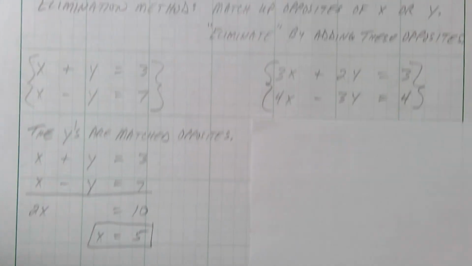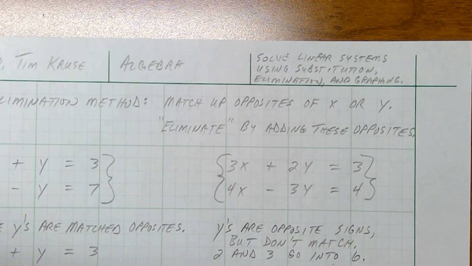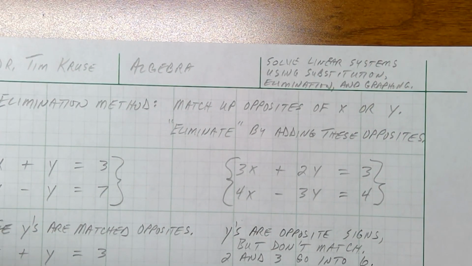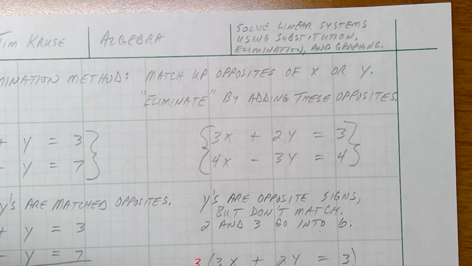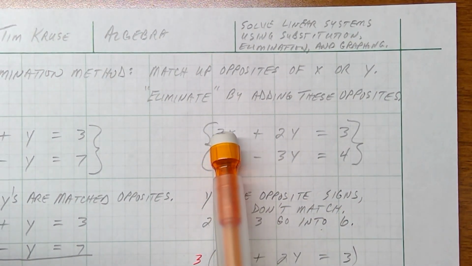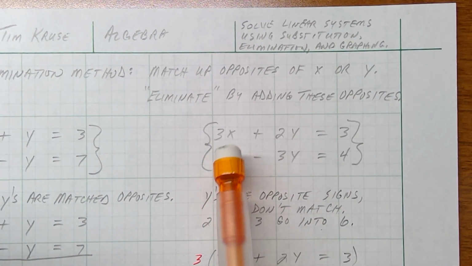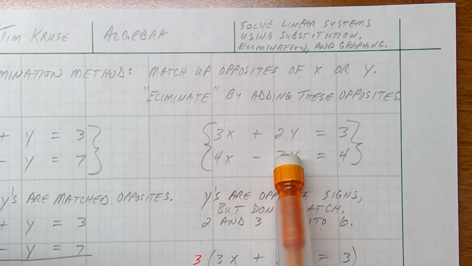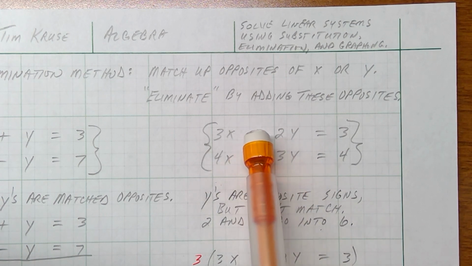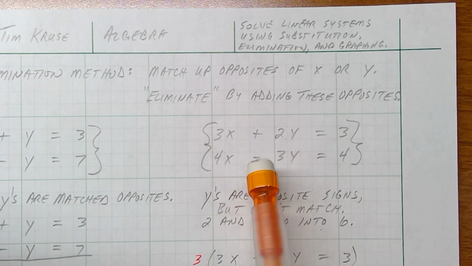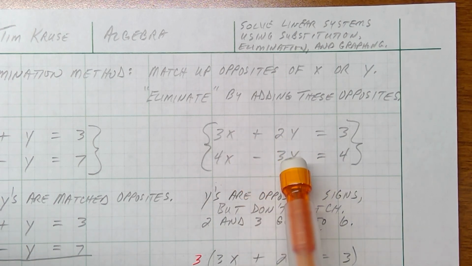All right. Let's do the same thing over here with this system. Now this one's a little harder. That's why I included it, because nothing matches. That's 3x's, that's 4x's. They don't match. That's 2y's, and that's 3y's. They don't match. They're opposites. That's good. I like that they're opposite signs, but their numbers don't match.